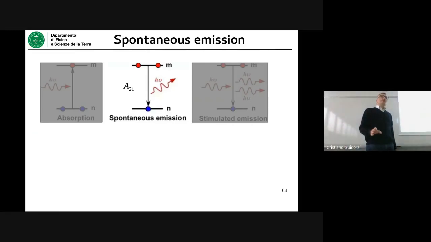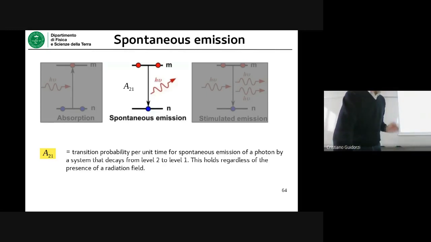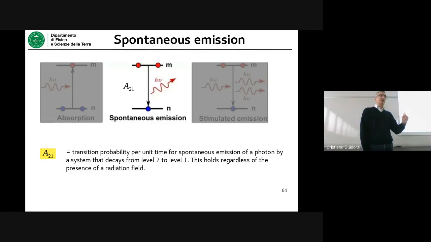Let's move to the second one. Spontaneous emission, of course, is something which moves the system from the more energetic level to the lower energetic level. So it makes the system go from 2 to 1. That's why the subscript is 2, 1. You move from 2 to 1. A is just a letter that gives the name of what? Well, A21 is again the transition probability per unit time for a system to make a transition from 2 to 1.